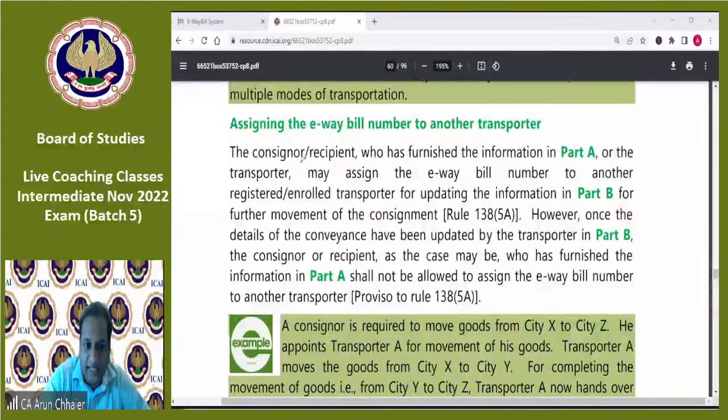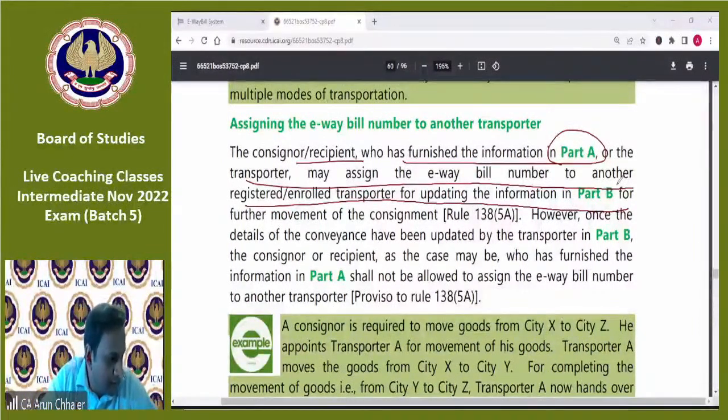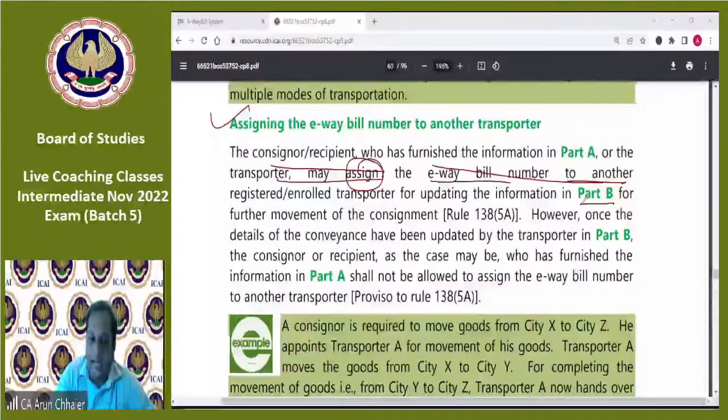The consigner or the recipient who has furnished the information in part A, or the transporter, may assign the e-way bill number to another registered or enrolled transporter for updating the information in part B.